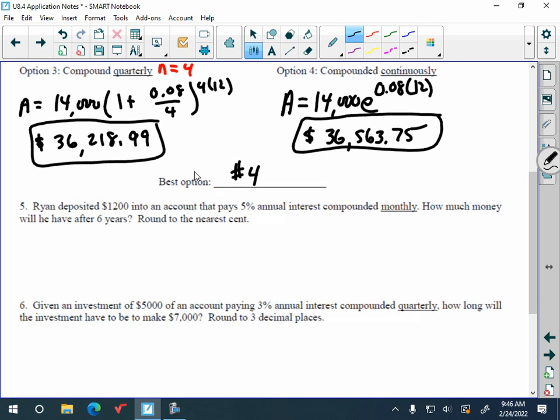All right, number 5. Ryan deposited $1,200 in an account that pays 5% annual interest compounded monthly. Okay, so there's that compound interest. How much money will he have after 6 years?